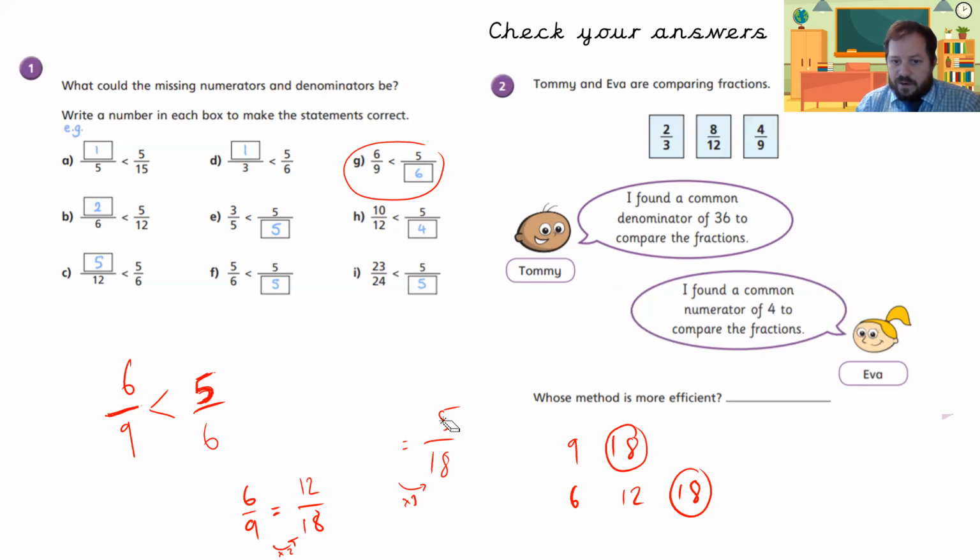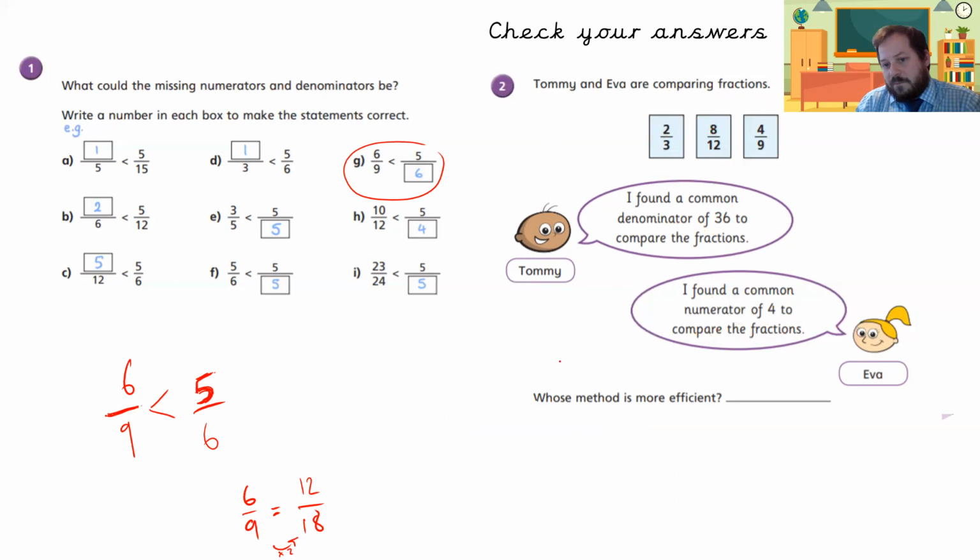On the other hand, we've got it over here. We've got Tommy and Ava comparing fractions. They've got 2/3, 8/12, and 4/9. Tommy says, I found the common denominator of 36 to compare the fractions. What he's done is worked out all of these are into 36. Whereas Ava said, I found a common numerator of 4 to compare the fractions. All of these can be put into 4.